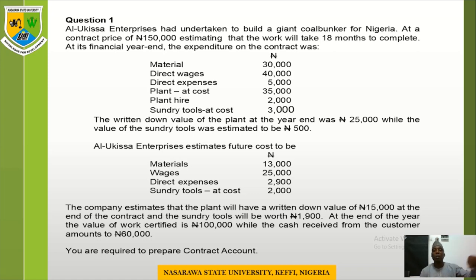So the difference of this from the cash price, the contract price, is what we regard as notional profit. So notional profit is the contract price, 150,000, minus total estimated cost. The result is 9,000. So now we can comfortably compute our attributable profit. Attributable profit will now become cost incurred, which is 89,500, over total estimated cost, which is 141,000, multiplied by our notional profit, 9,000 naira.